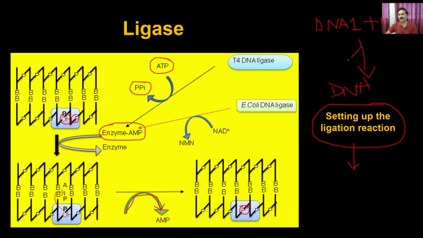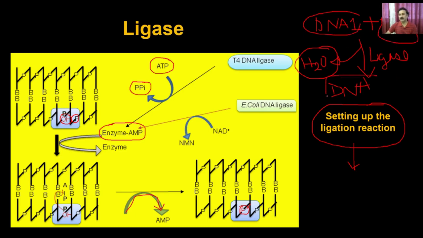Which means this is actually going to give away a water molecule, and this is being done in the case of ligase, right? So there is a dehydration reaction, which means this one and this one are going to lose the hydroxyl group as well as the H plus, and that's how it is going to generate the DNA.